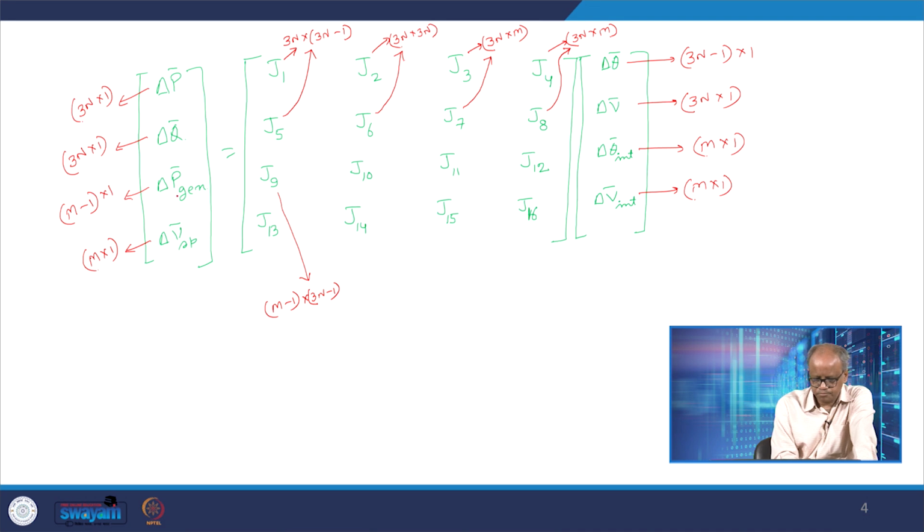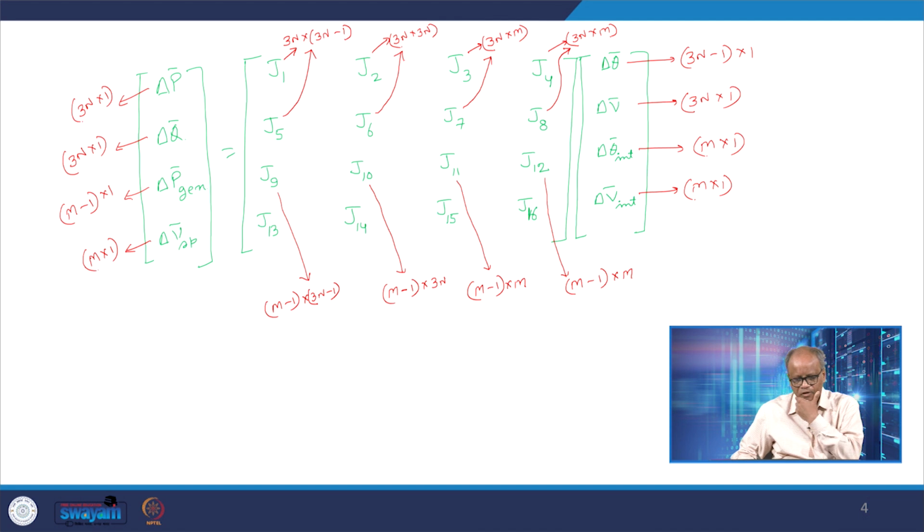J10 connects delta Pgen with delta V, it is m minus 1 into 3n. So it is m minus 1 cross 3n. J11 connects delta Pgen with delta theta int, it is m minus 1, it is m. So it is m minus 1 cross m, and J12 is also the same thing, it is also m minus 1 cross m.